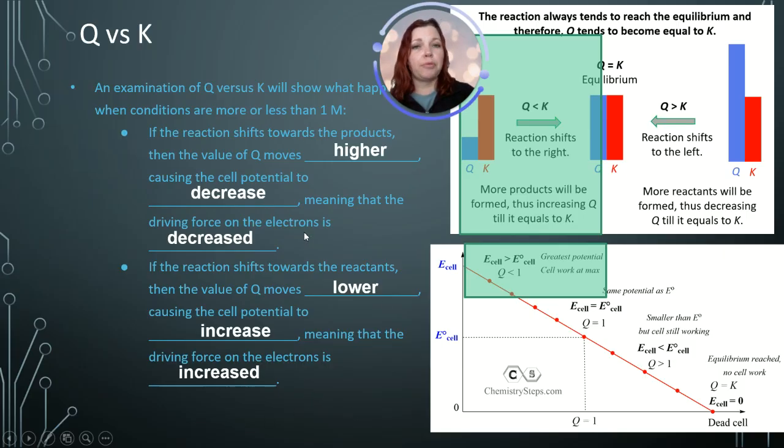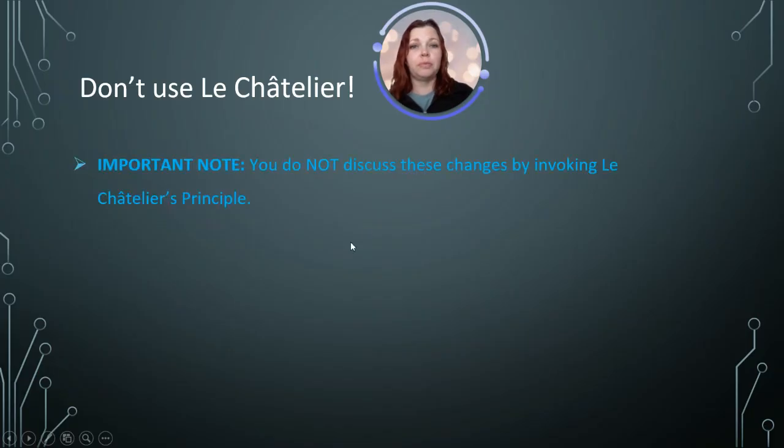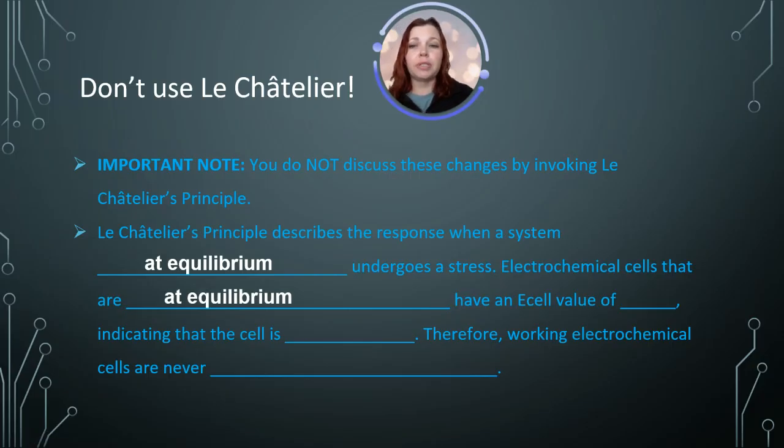Because again, what we're trying to think about here is, are we moving closer to equilibrium or are we moving further away from equilibrium? Now, I know we just talked about Q versus K, but it's important to think about the fact here that we are actually not at equilibrium. So you are not going to use Le Chatelier's principle, because Le Chatelier's principle describes the response when a system at equilibrium undergoes a stress. Electrochemical cells that are at equilibrium have an Ecell value of 0, indicating that the cell is dead. Therefore, if you're starting with a working electrochemical cell, it's never at equilibrium. It's not at equilibrium until it's dead.